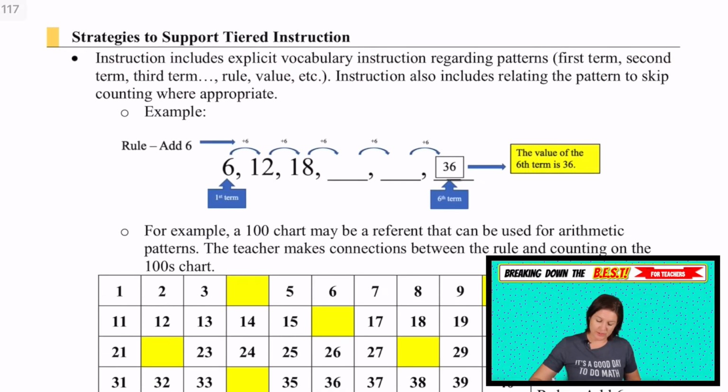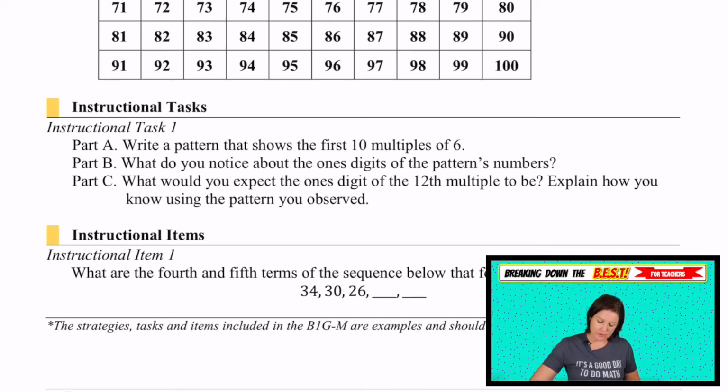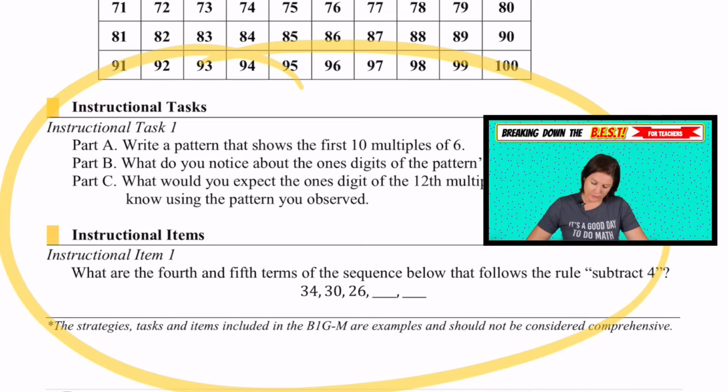I would definitely suggest taking a look at this right here for some extra strategies. And the instructional tasks and items right here show what this standard looks like in action. So for instance, what are the fourth and fifth terms? This would be extending a pattern of the sequence below if it follows the rule subtract 4. So this is the kind of question that you would be seeing here. Okay, so you can take a look at those.